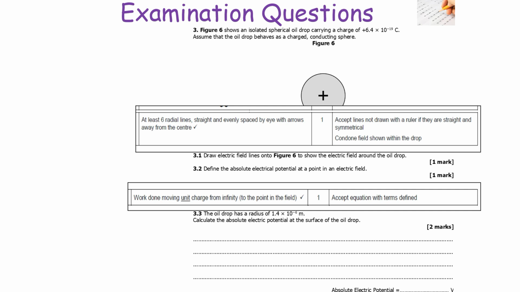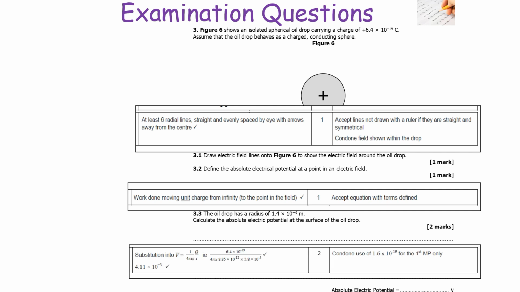And then how to calculate the absolute electrical potential? Well, if you look in your equation book, you'll see that V is equal to Q over 4 pi epsilon 0 R. Now you've got the value of Q. We know it's 6.4 times 10 to the minus 19, given in the question. We know 4 pi epsilon 0 because we can work that out from our equation book, and we've got R as 5.8 times 10 to the minus 5. As you can see, it's given to you in the question. So you can work it through like that, and then you get your answer to be 4.11 times 10 to the minus 3, and that's your absolute electrical potential.